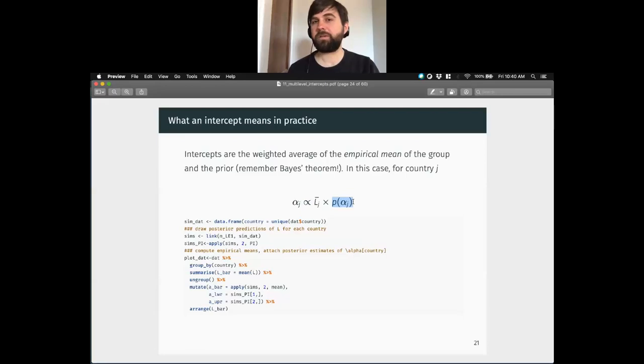Any questions about this? Remember, this is just the numerator of Bayes' theorem, right? The posterior is equal to the likelihood times the prior divided by the total probability of the data, which we usually ignore. So our posterior parameter estimate is proportional to the likelihood times the prior.